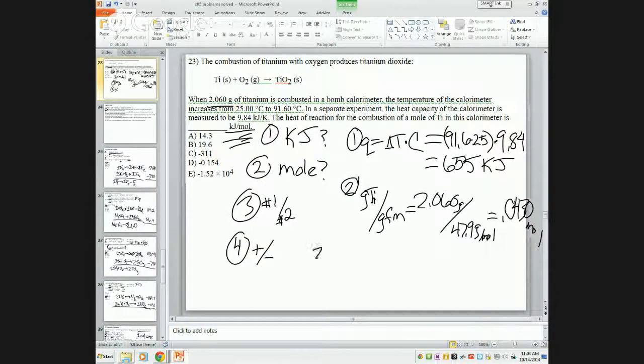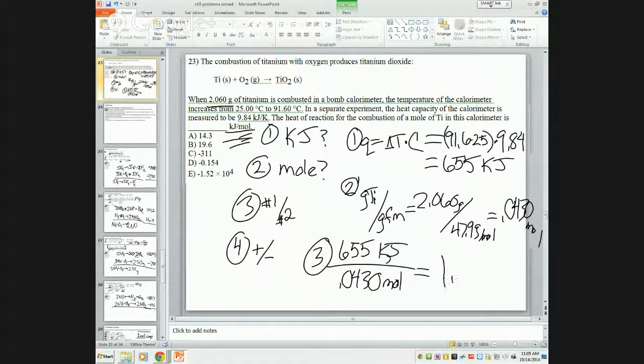Right, so now I'm on my third step. I want kilojoules per mole. So I've got 655 kilojoules per 0.0430 moles. So do the math there, and I get 1.52 e to the fourth kilojoules.